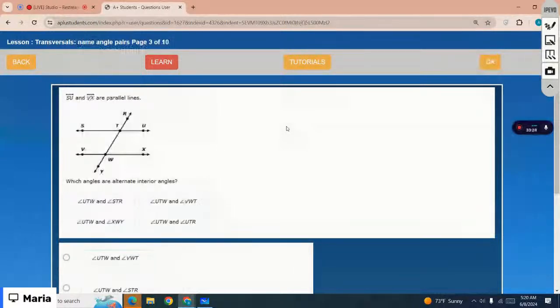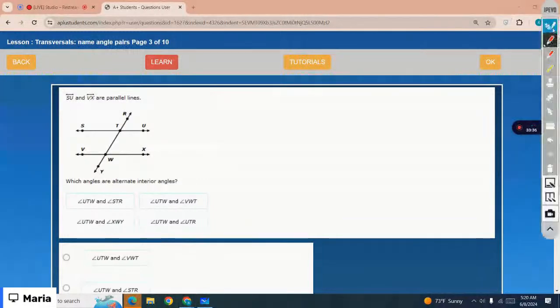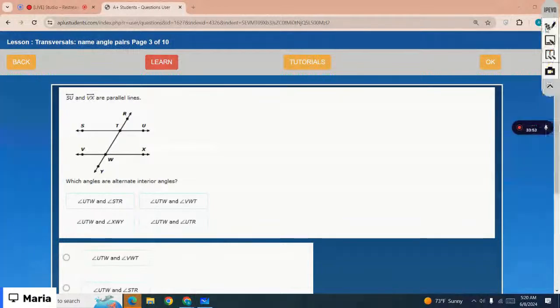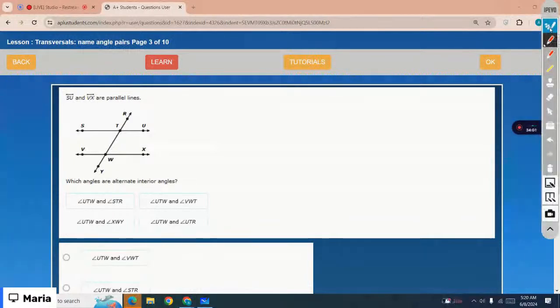SU and VX are parallel. Which angles are alternate interior angles? So let's just see. Alternate interior angles are formed when a transversal passes through two lines, right? The angles formed on opposite sides of the transversal and inside the two lines are alternate interior angles. Okay, so UTW and ST, no, they are not alternate interior angles, right?